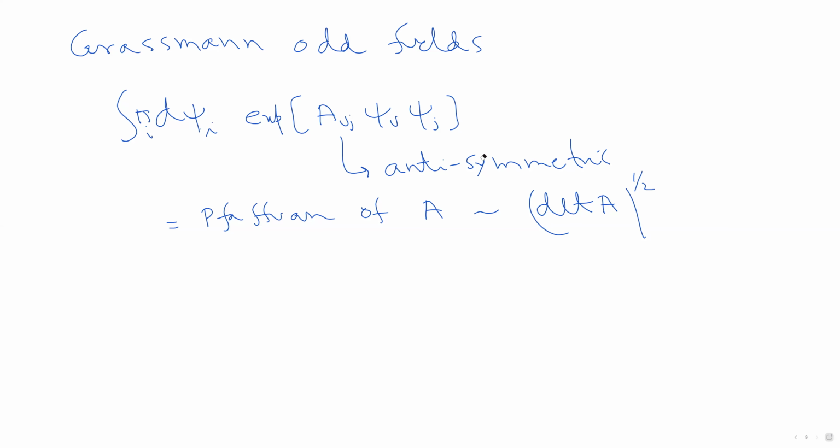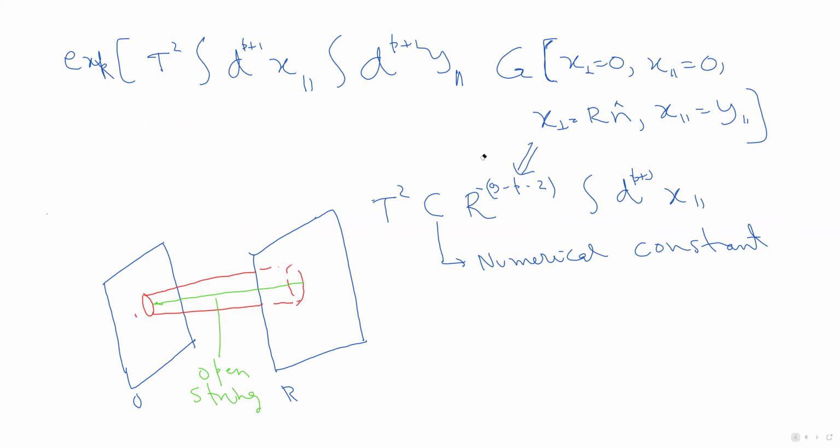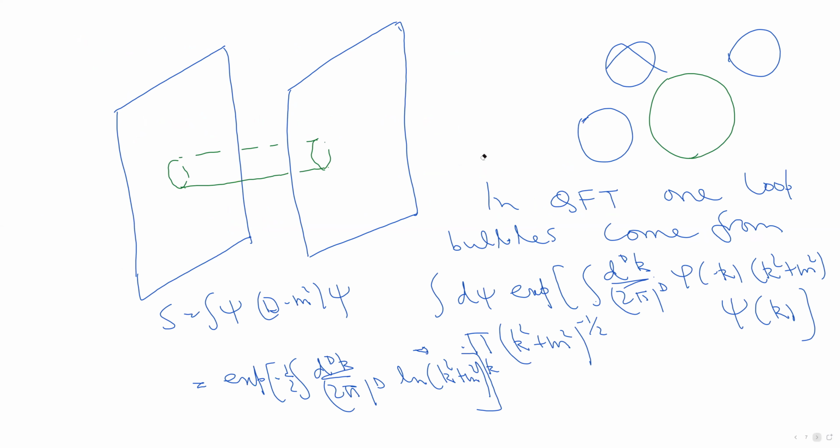So if you compare this with the earlier example of bosons, that was like the determinant to the minus half. The determinant of the operator to the minus half, and now we have the determinant of the operator to the half. That's the difference between fermions and bosons. Is it clear?